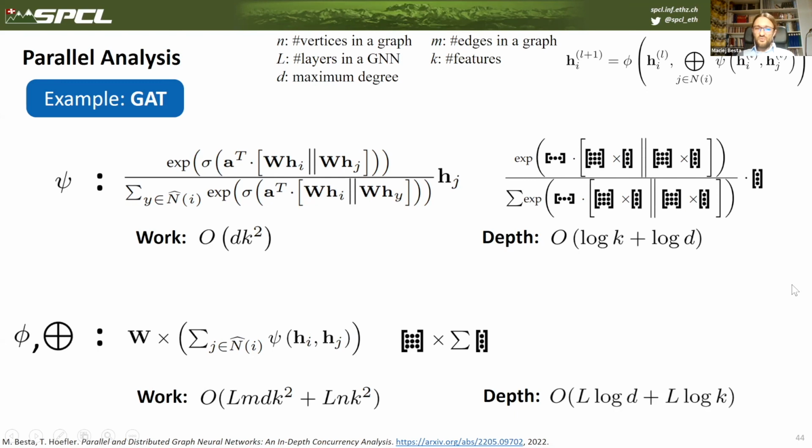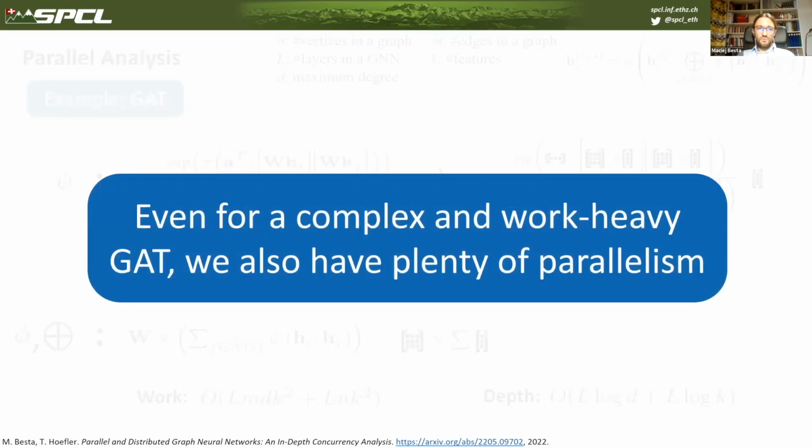But again, the depth of the whole computation, in that case a single training iteration, is again only linearly dependent on the number of GNN layers. Right? So all the other factors are logarithmic. So again, this L is maybe worrying us, but this d and k and the rest of these executions of this psi here are not that bothering. So yes, the final conclusion from that slide is really, even for a complex and very work-heavy graph attention network model, we also have plenty of parallelism that we can apply.